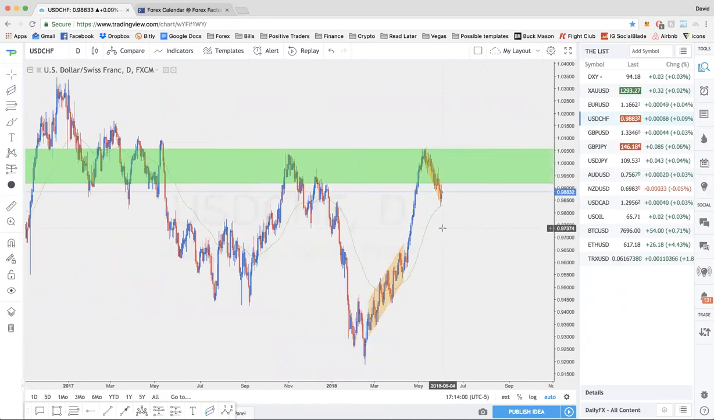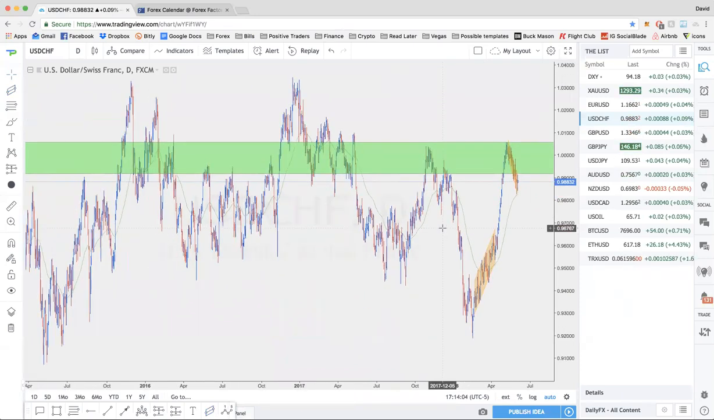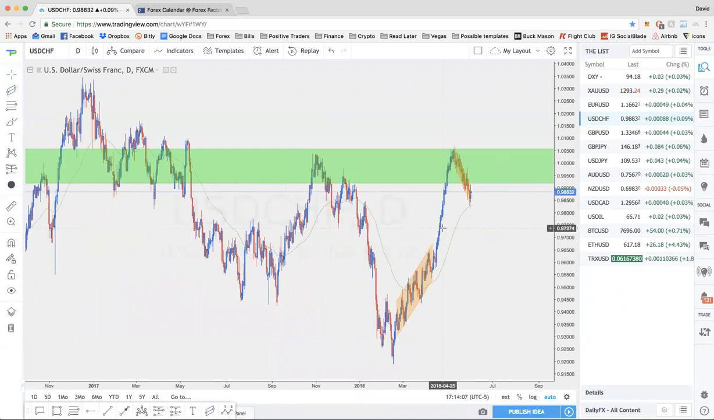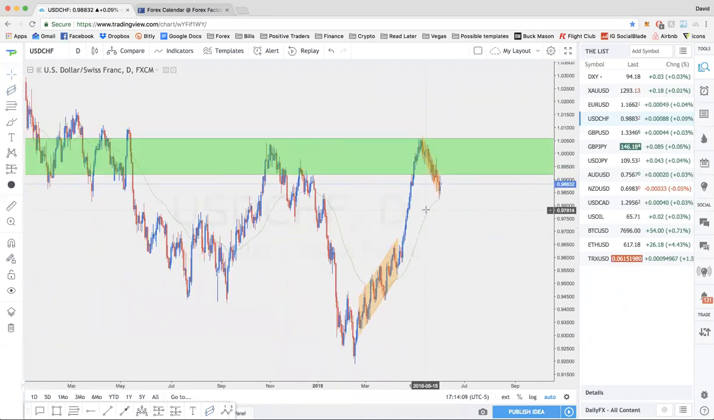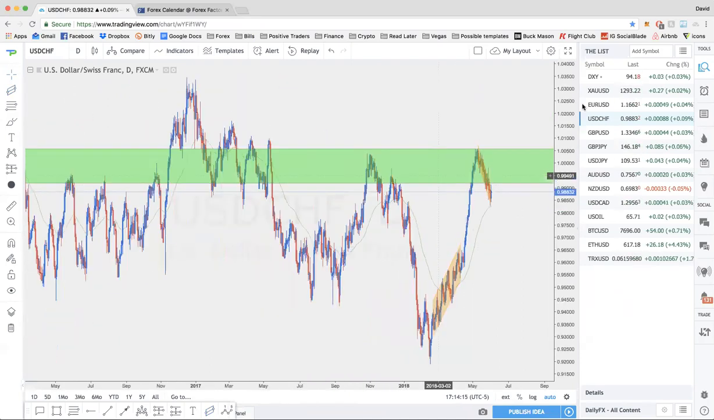And we haven't really seen it have the strong negative correlation to Euro USD like we generally see. I would speculate that a lot of that has to do with it being around parity. So I'm not interested in trading this pair.